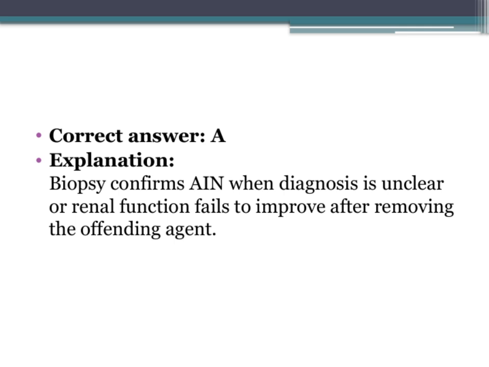When we're trying to diagnose acute interstitial nephritis, or AIN, a biopsy can be really helpful. It confirms the diagnosis, especially in cases where the clinical picture isn't clear or if the patient's kidney function isn't improving after we remove the suspected offending agent. So, essentially, if stopping the drug or toxin doesn't lead to recovery, or if the diagnosis is uncertain, a biopsy provides definitive evidence. This step helps us ensure we're managing the patient correctly and guides further treatment decisions. It ties into our overall theme of accurately diagnosing and effectively managing renal issues.